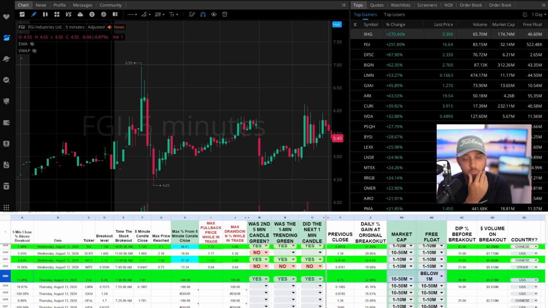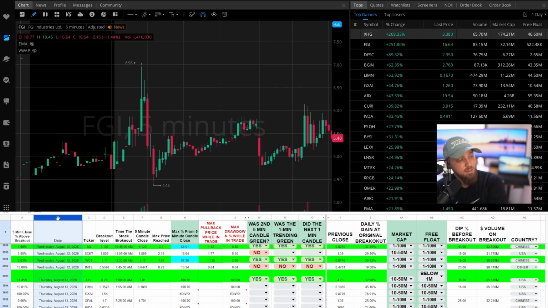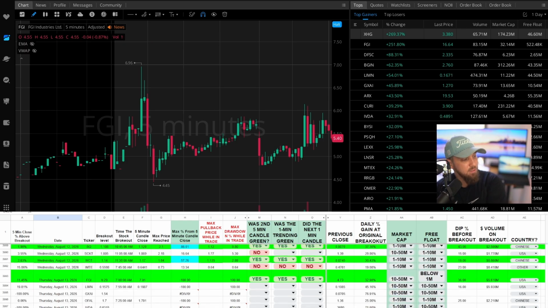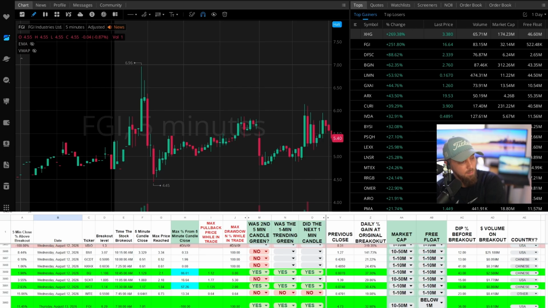But let's walk through the very first stock that I put on the tracker today, which is FGI. And let's just keep it simple here. This first column is just going to be the date. So typically whenever I sit down at the computer, I can easily scroll this down like this, and it's going to go to the next date. And then I just simply copy and paste that all the way down. That's why you see all of these empty cells here that say August 13th. So we automatically want to get that in there.